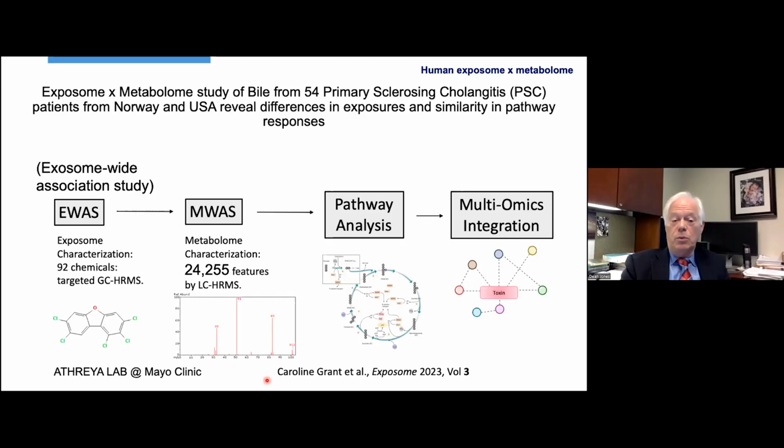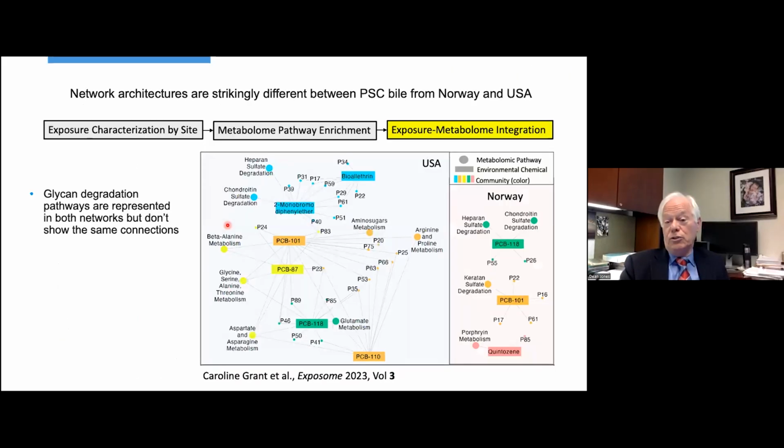And Caroline has done a wonderful study looking at the environmental chemicals, which are quite different in terms of the US versus the Norwegian population. The metabolome-wide association is also quite different in terms of those structures. And then she's integrated those. And what the integration shows is that the network architectures are strikingly different. There are some characteristics that are similar.